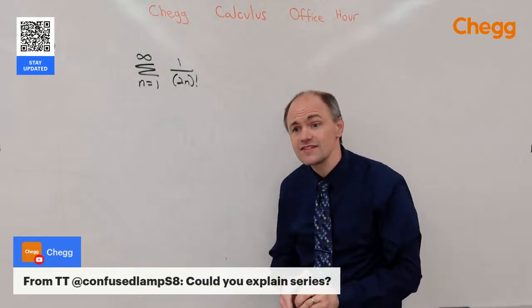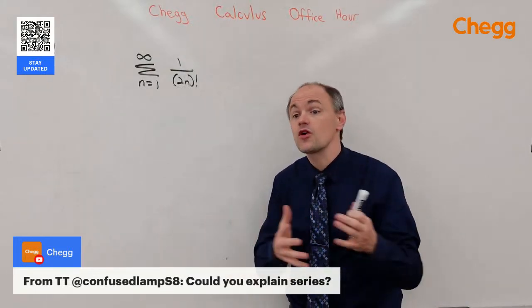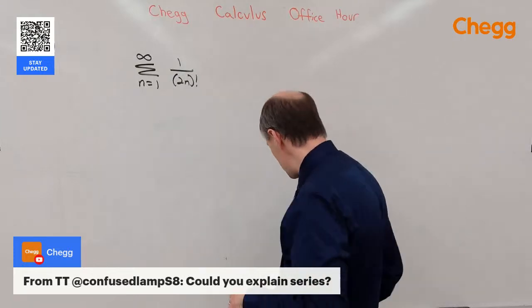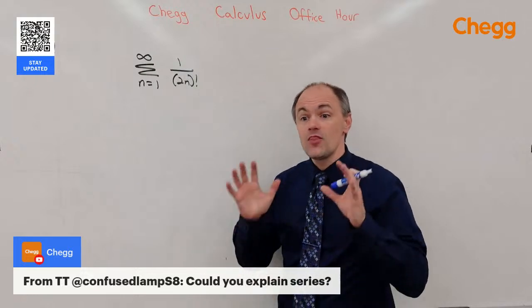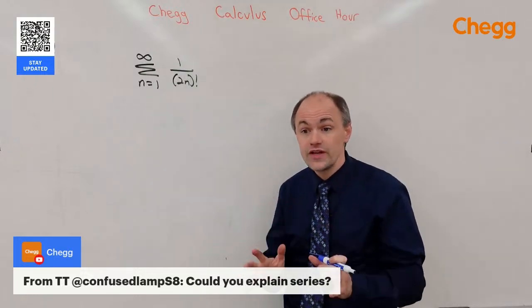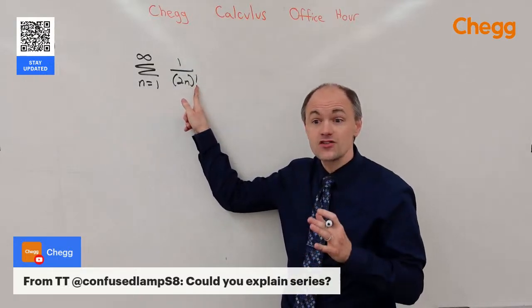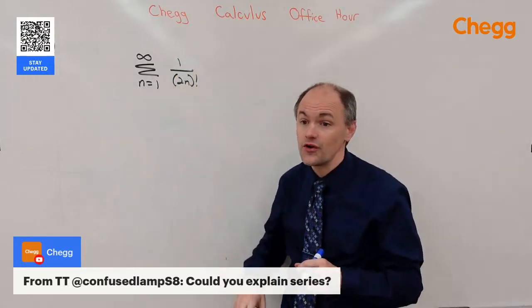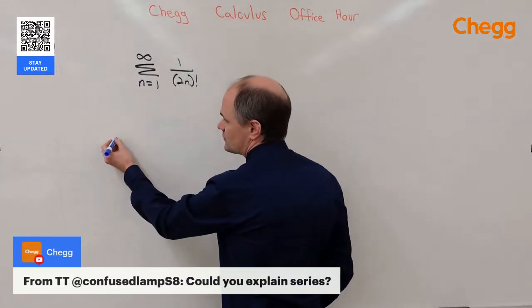There are lots of tests that we do to verify if a series converges or diverges. One of the most common ones we use is the ratio test. The ratio test is really nice to use whenever we have a factorial, because the ratio test will get rid of the factorial for us so that we can decide if it converges or diverges.